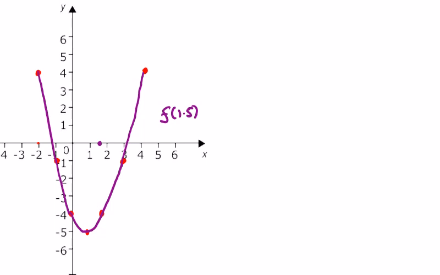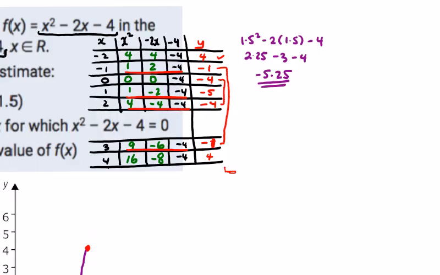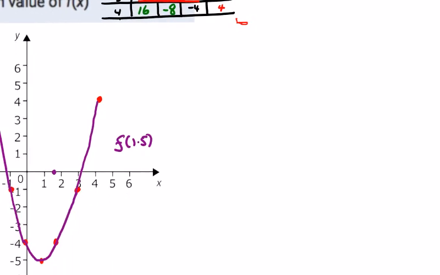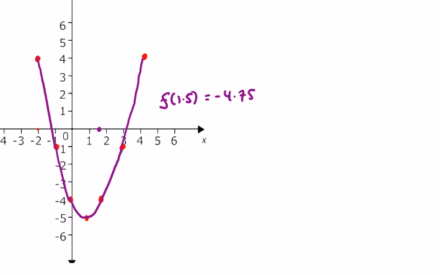Let's just double check that. I'm seeing my error up here, it's minus 4.75. Use a calculator. So this is equal to minus 4.75. So it doesn't match off. 4.75 will be about here, so we get it to match off. So we come down and across and we write our answer, f of 1.5 equals minus 4.75.